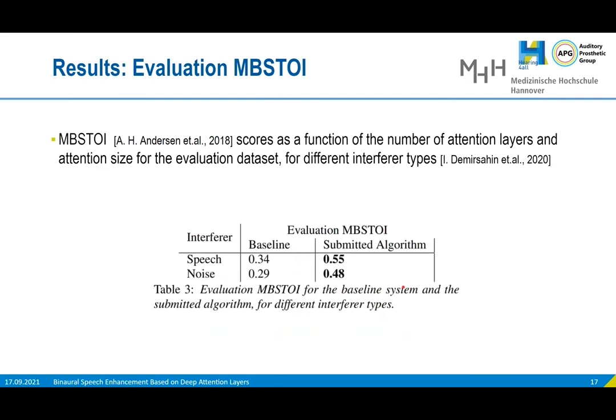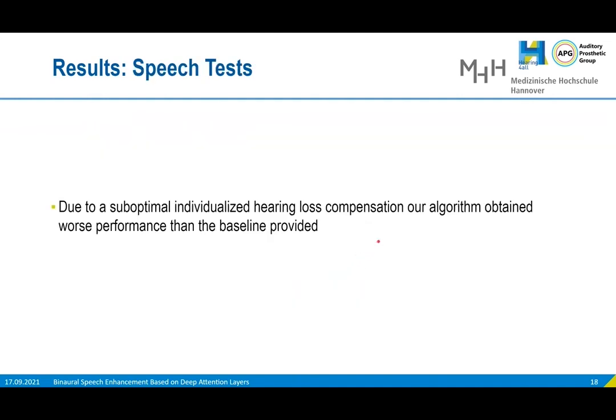For the test set, here are the results for the baseline, for the speech and noise interference conditions. For the speech interferer, the baseline has 0.34, and the submitted algorithm has 0.55. For the noise interferer, we have 0.29 for the baseline and 0.48 for the submitted algorithm. Due to some problems we had in the submission of the audio files for the speech tests, we had a poor performance on the baseline, so we won't report this here.